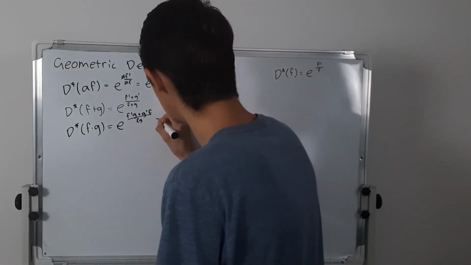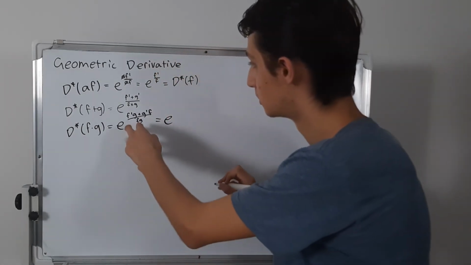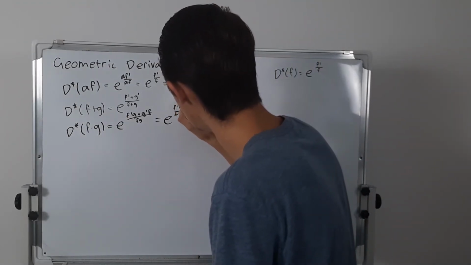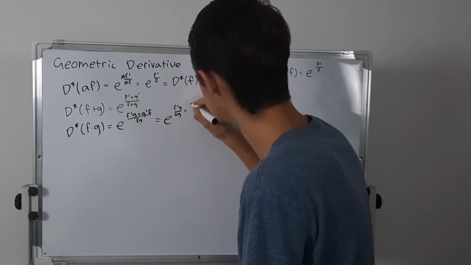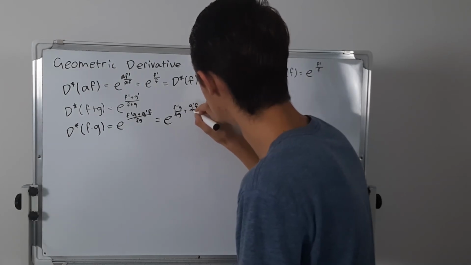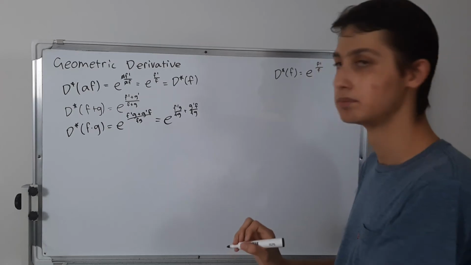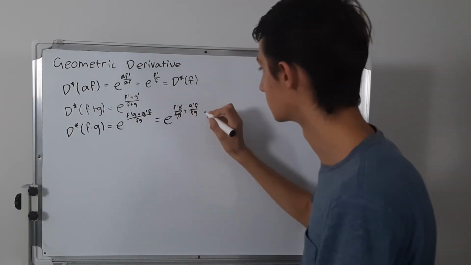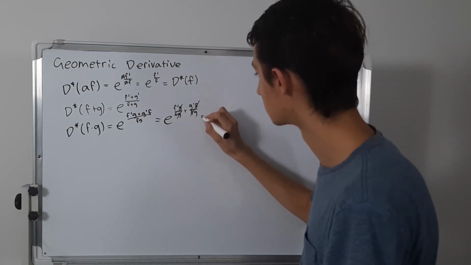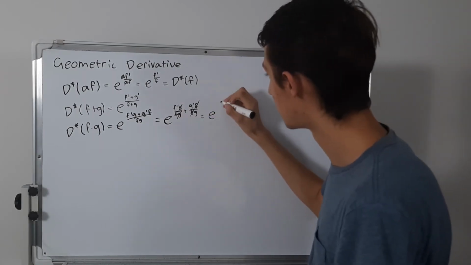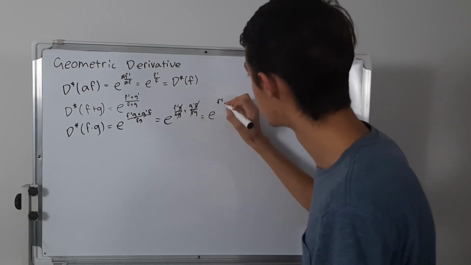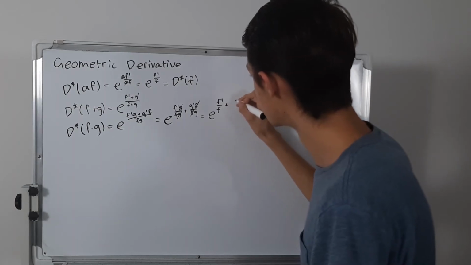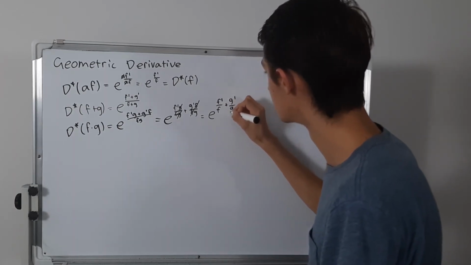Then we can actually just play around with this and break it up. So we have e to the f prime g over fg, plus g prime f over fg. You can see that this g and that g are going to cancel, and this f and that f are going to cancel. So we're left with e to the f prime over f, and then up here we have the plus g prime over g.